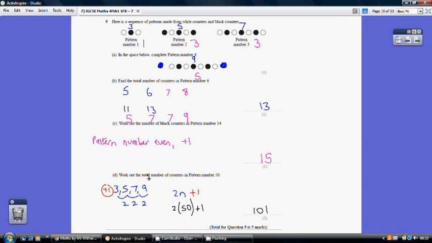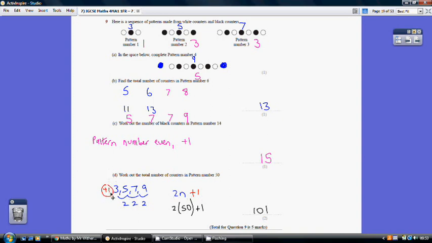Part D, work out the total number of counters in pattern number 50. Now for this, I think it's easier to use the nth term expression. So remember how we do this. Because we're going up in 2s, the first term in the expression is 2n. Had we been going up in 3s, it would have been 3n. But we then need to do this adjustment. Now the adjustment is the number that would be the theoretical 0th term.